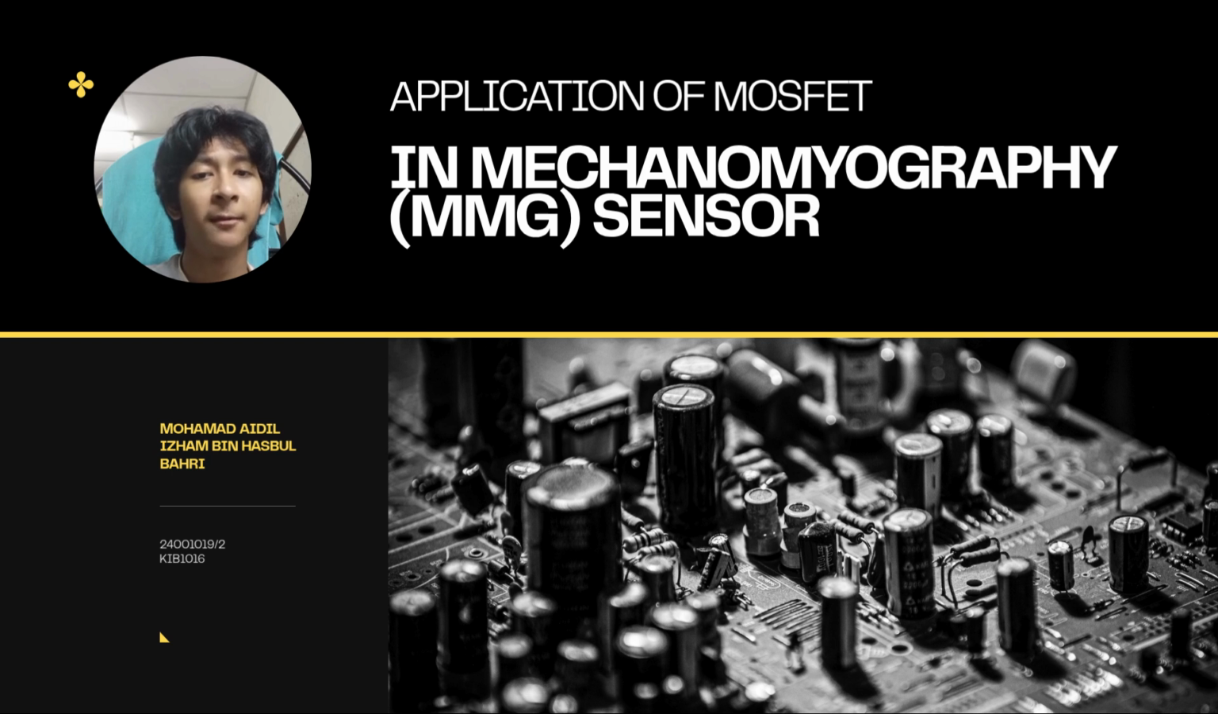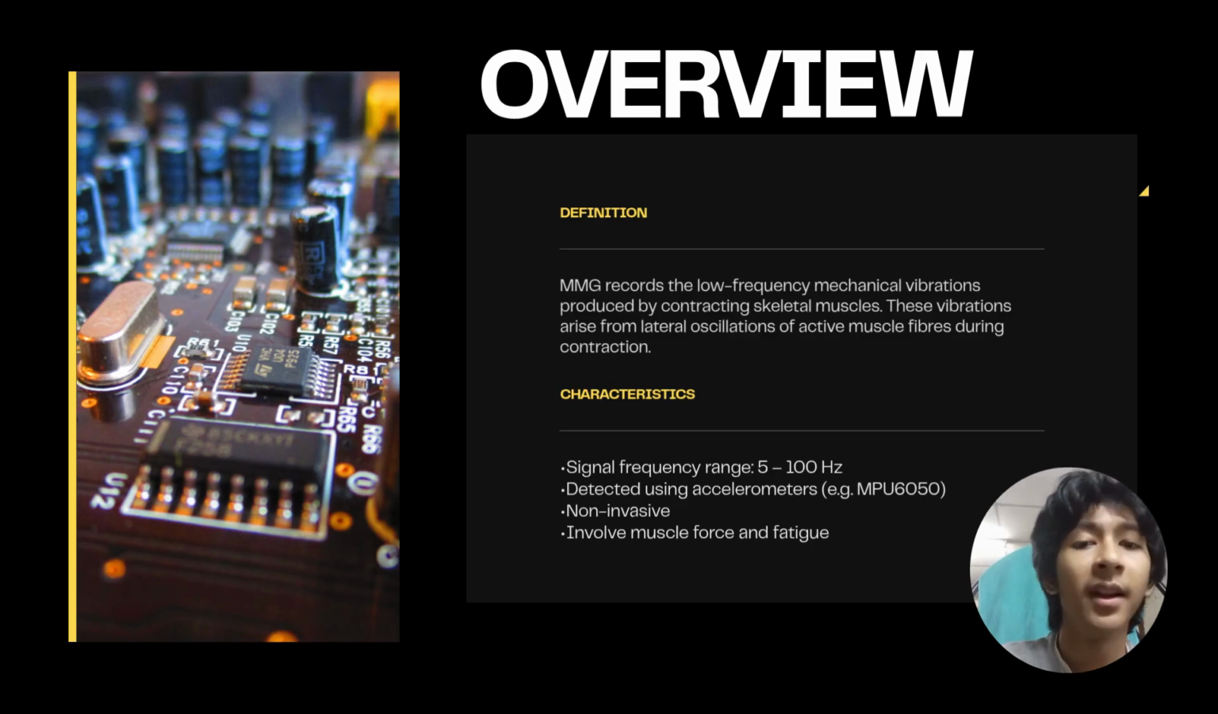For my KIB1016 video assignment, I'm going to present about the application of MOSFET in mechanomyography, also known as MMG sensor. So, let us first get an overview of what an MMG sensor is. An MMG sensor records the low-frequency mechanical vibrations produced by your skeletal muscles when initiating a movement. These vibrations are caused by the lateral oscillations of your active muscle that occur when the brain signals to make a movement. Much different to its counterpart, which is an EMG sensor.